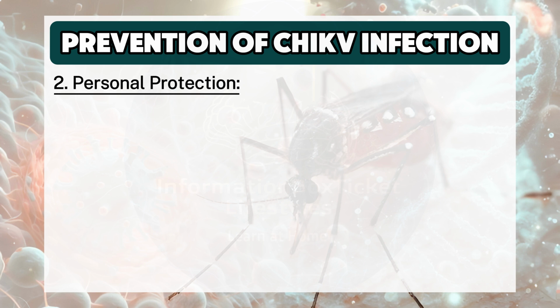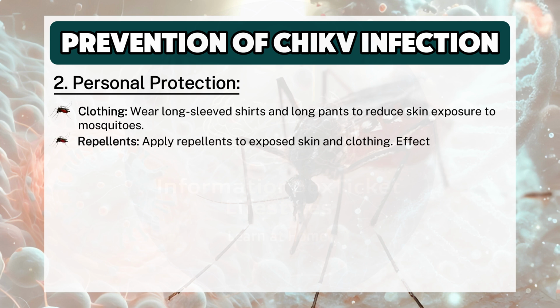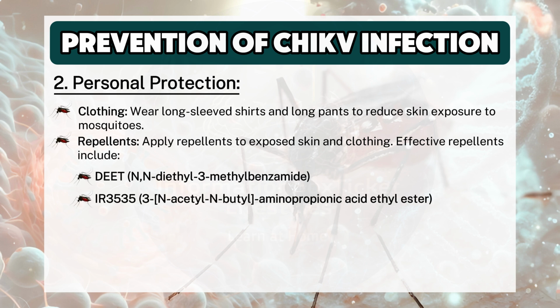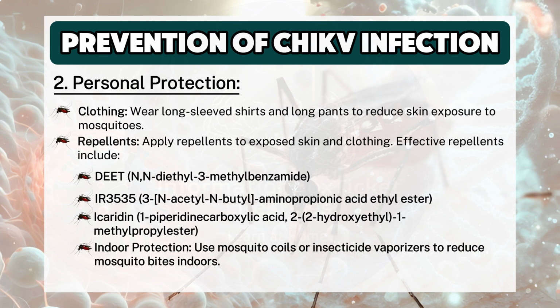2. Personal protection. Clothing: wear long-sleeved shirts and long pants to reduce skin exposure to mosquitoes. Repellents: apply repellents to exposed skin and clothing. Effective repellents include DEET, N,N-diethyl-3-methylbenzamide; IR3535, 3-[N-acetyl-N-butyl]aminopropionic acid ethyl ester; and Icaridin, 1-piperidinecarboxylic acid, 2-(2-hydroxyethyl)-1-methylpropylester. Indoor protection: use mosquito coils or insecticide vaporizers to reduce mosquito bites indoors.